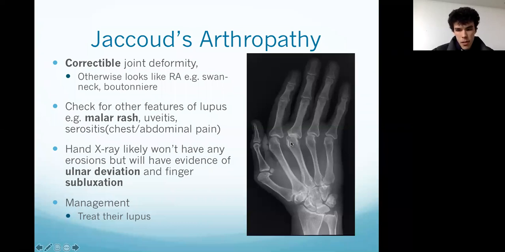So the hand X-ray, if you have a look, is actually not bad in terms of the bony structure. Obviously, this is quite deviated from where we'd normally see our hands, but the actual bones themselves look quite good. You still have maintained joint space. You don't have any erosions, don't have any osteophytes. Everything actually looks quite good. It's just that everything is out of place, and that's the main problem here. And basically, all you can do is really treat their lupus.